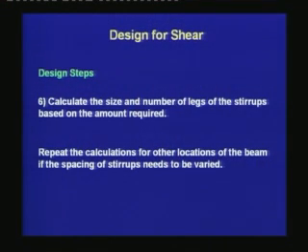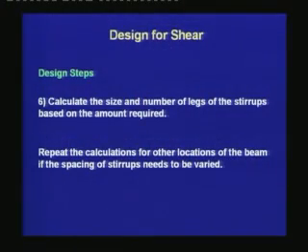Sixth is calculate the size and number of legs of the stirrups based on the amount required. And we have to do the proper detailing of the stirrups. We have to provide standard hooks at the ends. We have to make sure that there are longitudinal bars at their bends, and that will finalize the shear design at that particular critical location. Repeat the calculations for other locations of the beam if the spacing of stirrups needs to be varied.